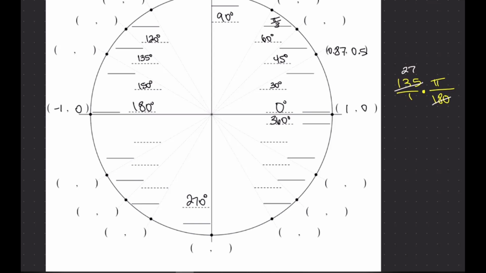5's going to go into 180, 36 times? Anything go into both of those? 3. 3 goes into 27, 9. 3 goes into 36, 12. Anything more? 3. Oh, yep, 3 and 4. Anything else? No. So what do we got? 3 pi over 4. Yep. So on 135, we can write in 3 pi over 4.